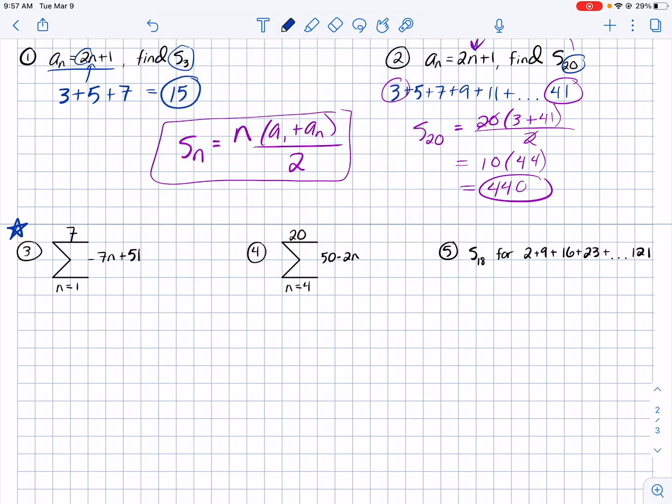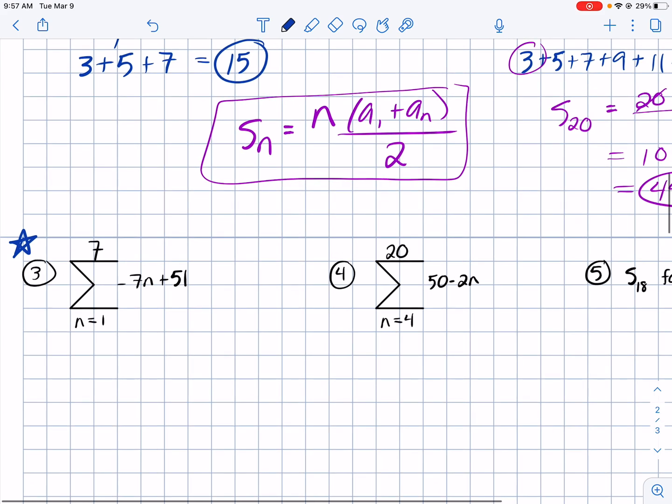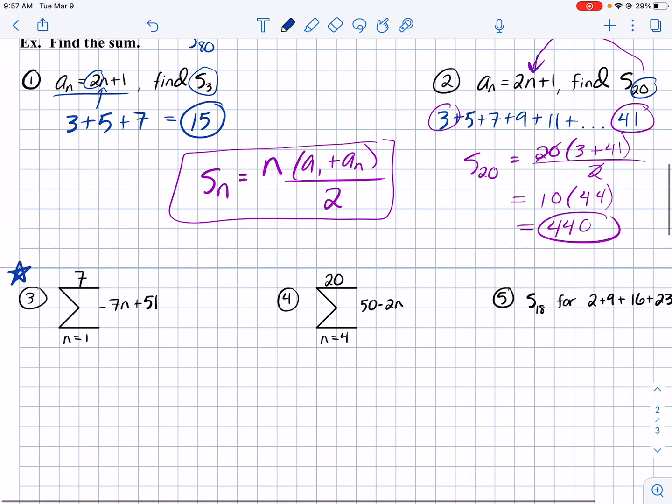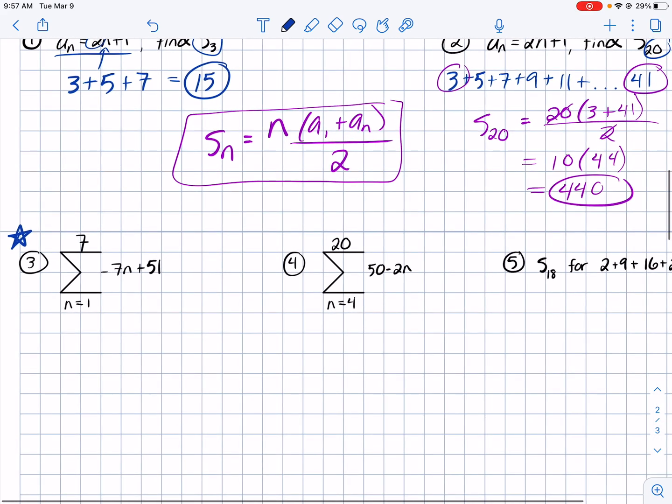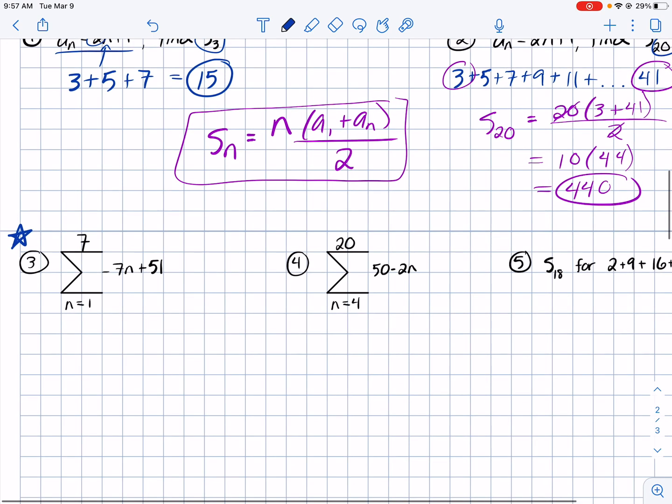All right, let's try another here on number 3. Actually, we'll let you try 3 on your own. Let's do 4. 4 is a little tricky because now we're starting with a lower limit of 4 and an upper limit of 20. That's a lot of terms, right? That's 17 terms. Instead of adding those all out, let's use our rule again.